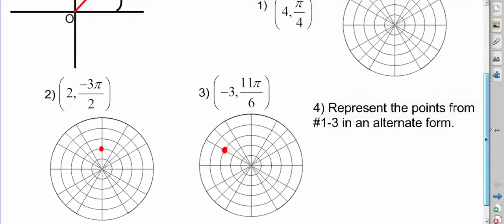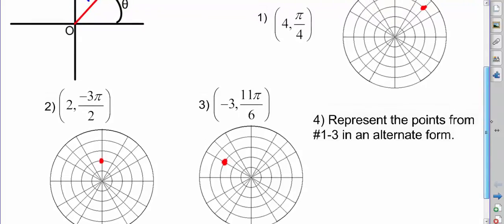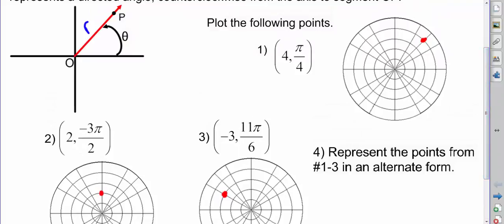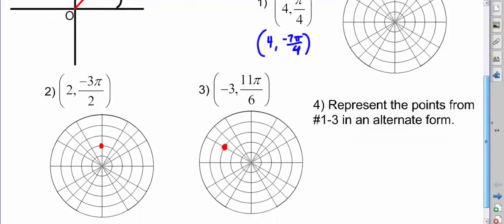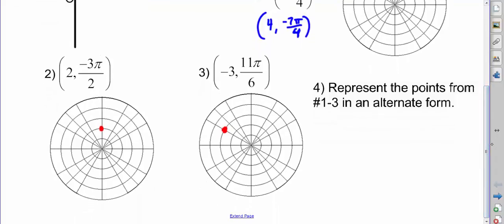All right, so question 4 says we want to represent the points in problems 1 through 3 in an alternate form. So we're going to take a look at the graph and say, well, what's another way I could have described this? And I'm going to do these some different ways. Like on number 1, we could keep our radius of 4, but maybe instead of going this way, pi over 4, perhaps we could work the other way and call it negative 7 pi over 4. And I'm not going to go crazy with coterminal angles here. I'm just going to keep them within the first lap either direction around the circle.